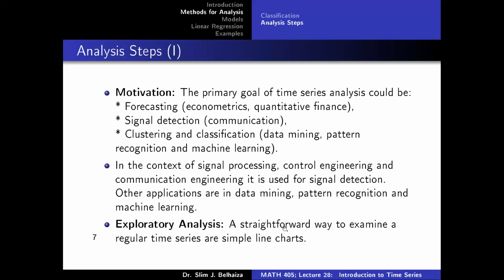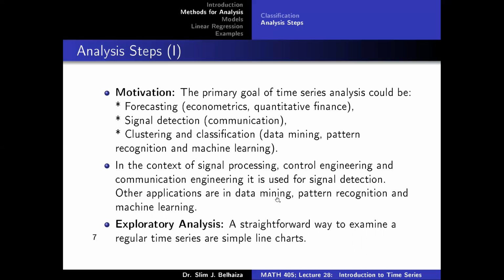Now I'll try to go through the analysis steps for time series. First of all, about the motivation of doing the work. The primary goal of time series analysis could be forecasting, like in econometrics and quantitative finance, signal detection, like in communication, or clustering and classification, like in data mining, pattern recognition, or machine learning. In the context of signal processing, for instance, control engineering and communication engineering, it is used for signal detection. Other applications are in data mining, pattern recognition, and machine learning.